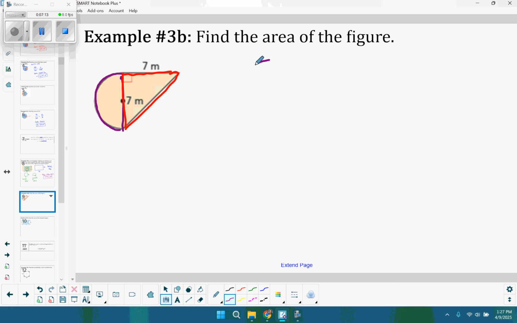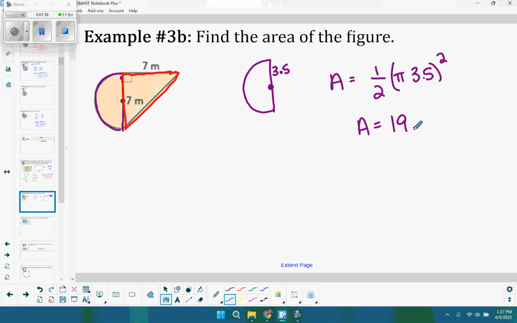For my semicircle, the diameter was 7 because all the way across was 7. So the radius is 3.5. So this area would be half, because it's half a circle, of pi times 3.5 squared. So for this one, I get about 19.2.